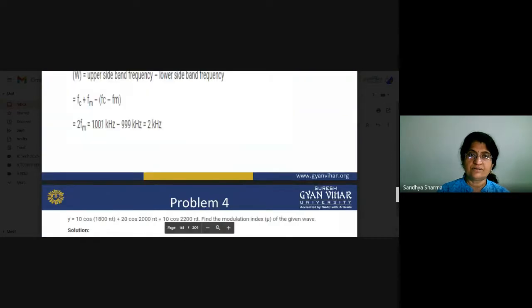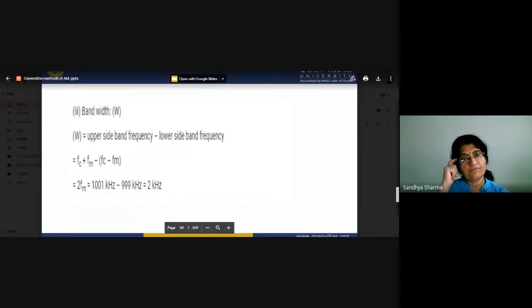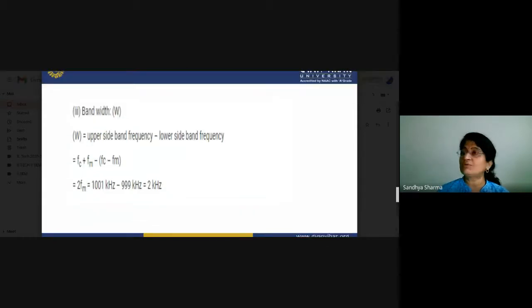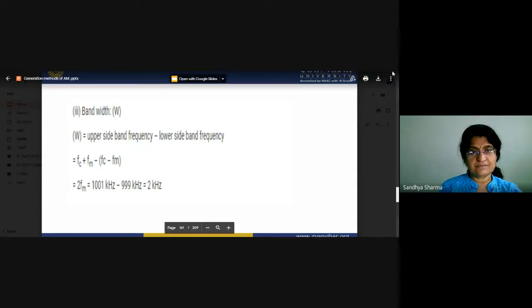Now what about the bandwidth? Bandwidth is basically the difference between the upper sideband frequency and the lower sideband frequency. So we calculate fc plus fm minus fc minus fm, and that is equal to 2fm. That is the basic frequency deviation.